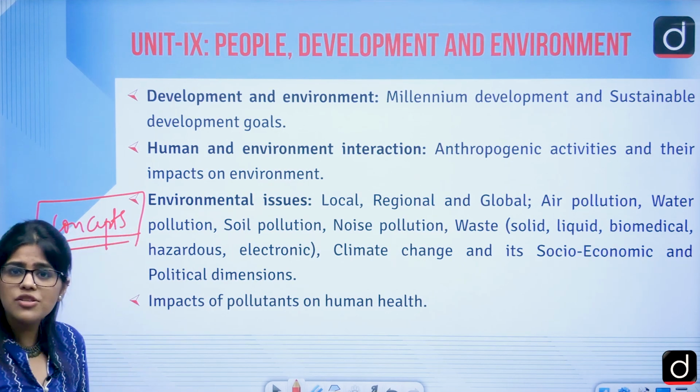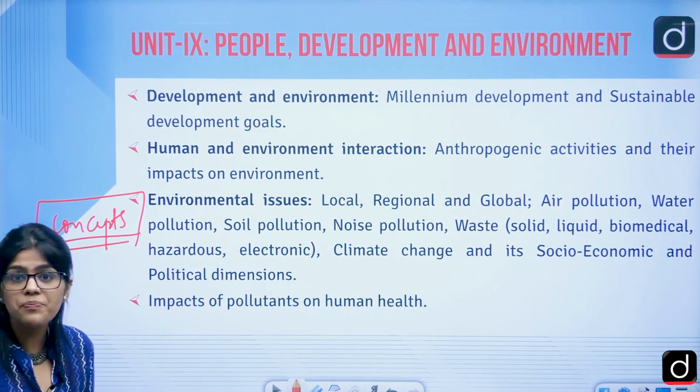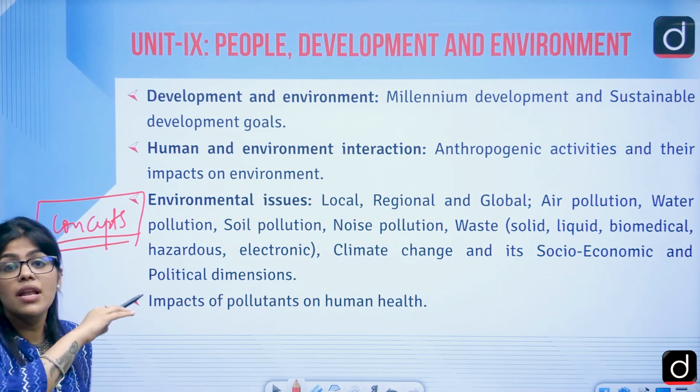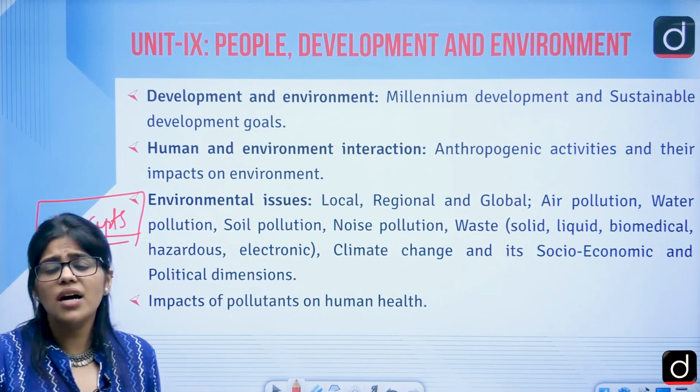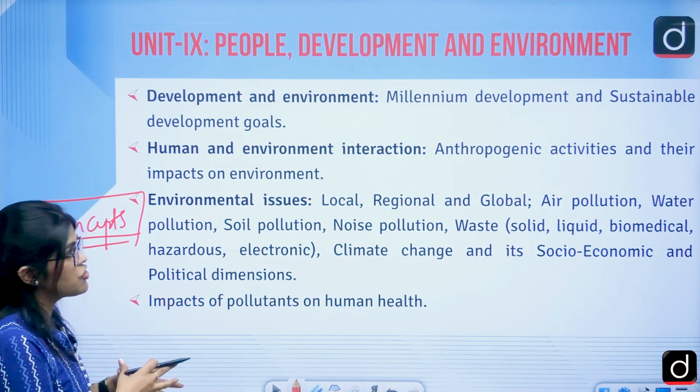What is a tundra region? What are the different regions that we have? What are the different ecosystems? What are the different forests? What are the different layers of atmosphere? These are the questions that we'll be dealing with in the first few classes.